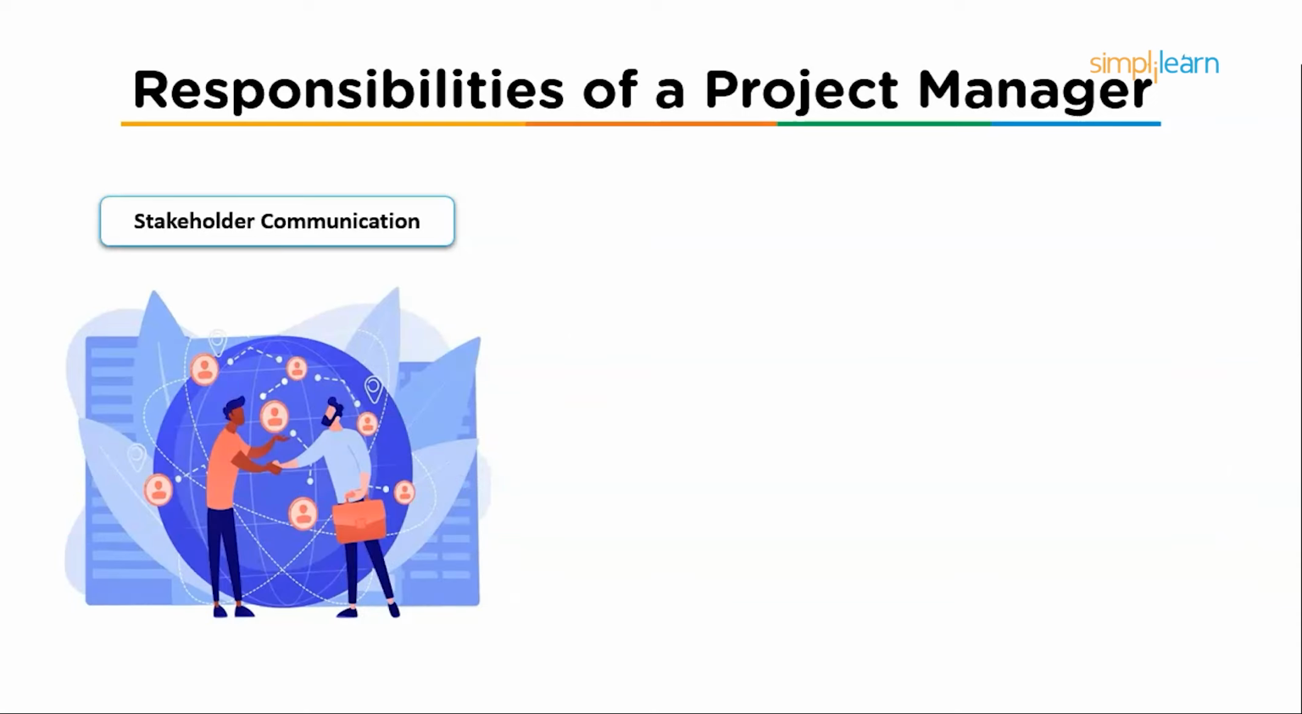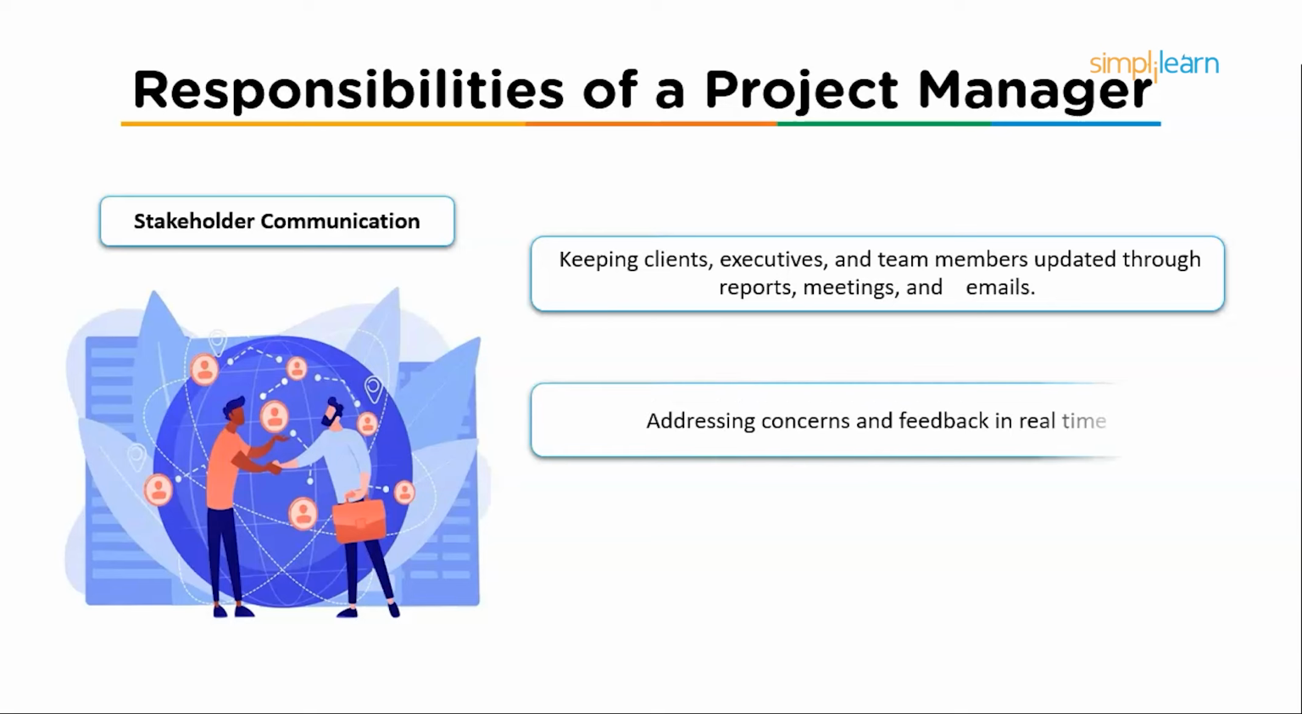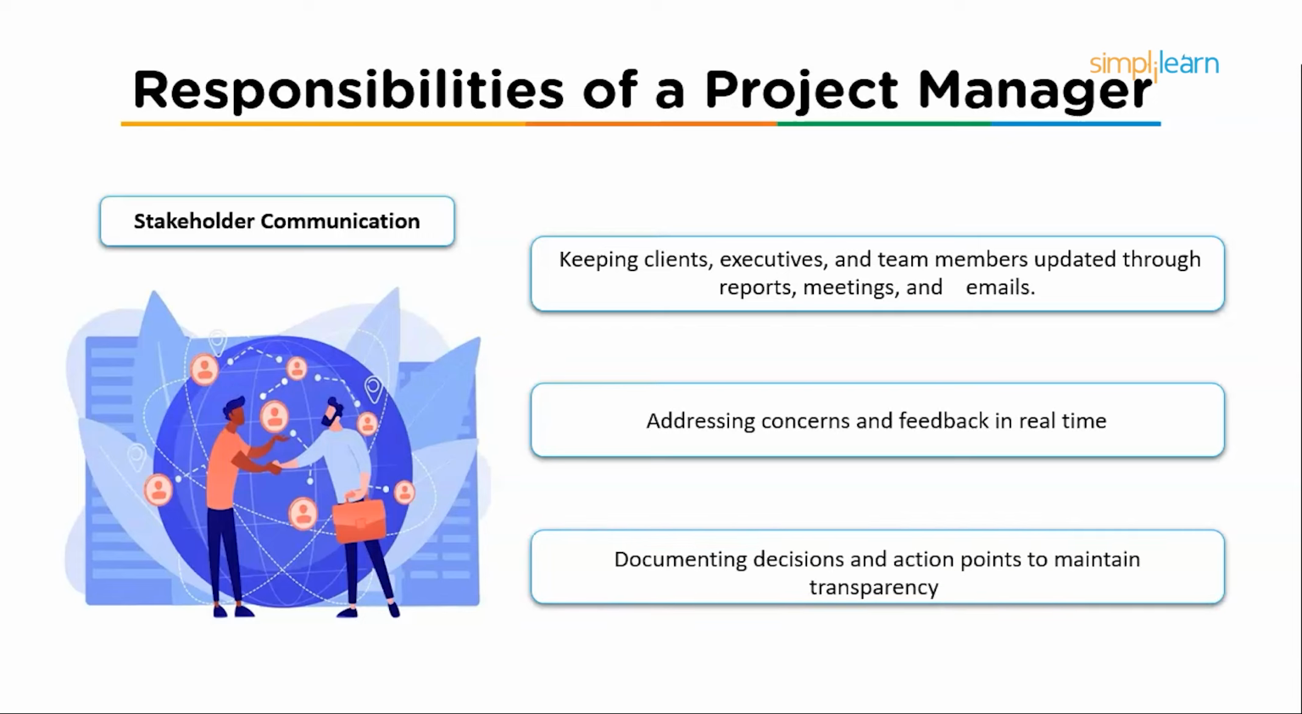Next, we have stakeholder communication. Clear communication is key to project success. The project manager ensures keeping clients, executives, and team members updated through reports, meetings, and emails. He also addresses concerns and feedback in real time. He is also documenting decisions and action points to maintain transparency. Strong stakeholder communication fosters trust and minimizes misunderstandings.